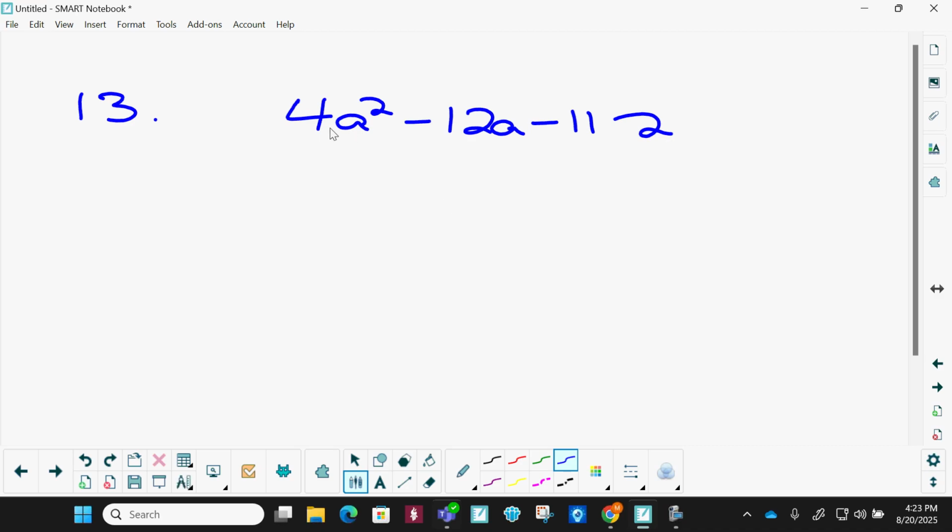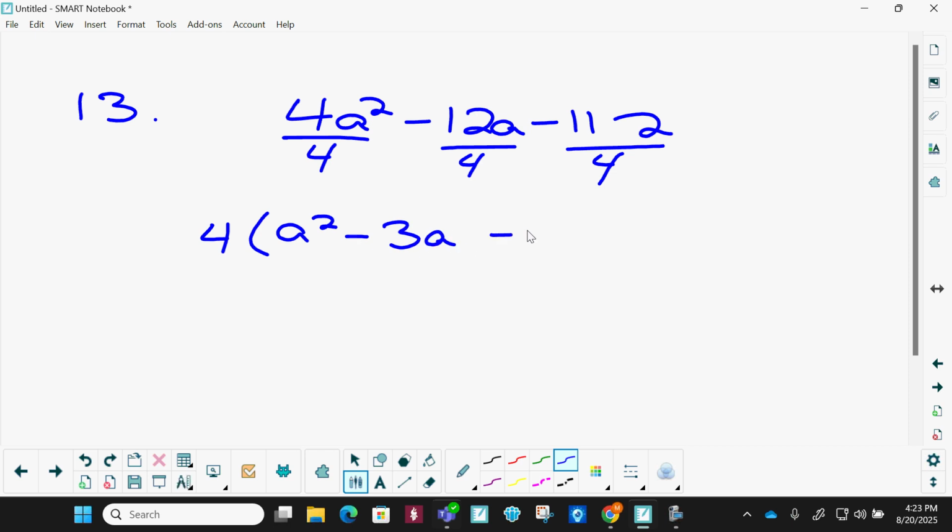Okay, so does 4 go into 4? Yeah, absolutely. Does 4 go into 12? Oh, yes. And 112? Oh, yes. So divide by 4, divide by 4, divide by 4. So again, can't get rid of it. So a squared minus 3a minus, and 112 divided by 4 is 28.